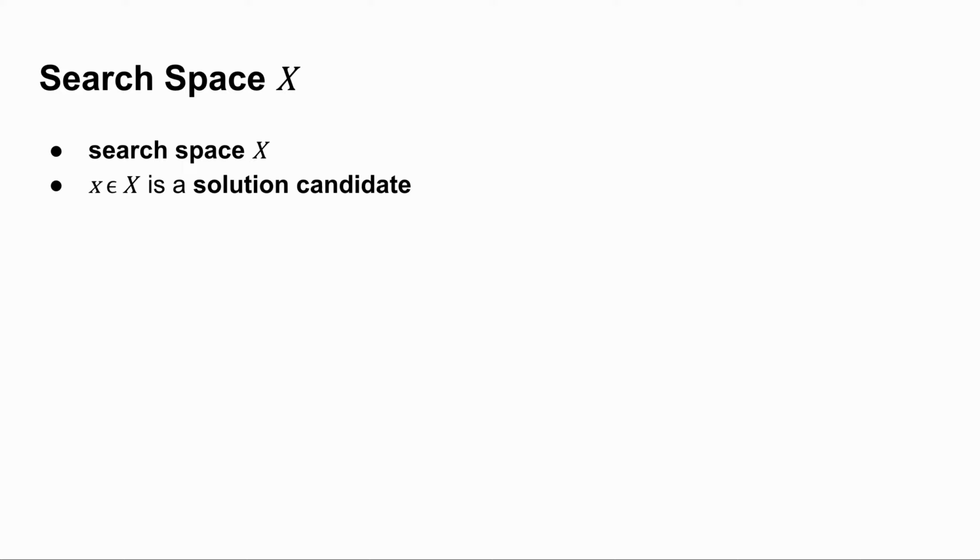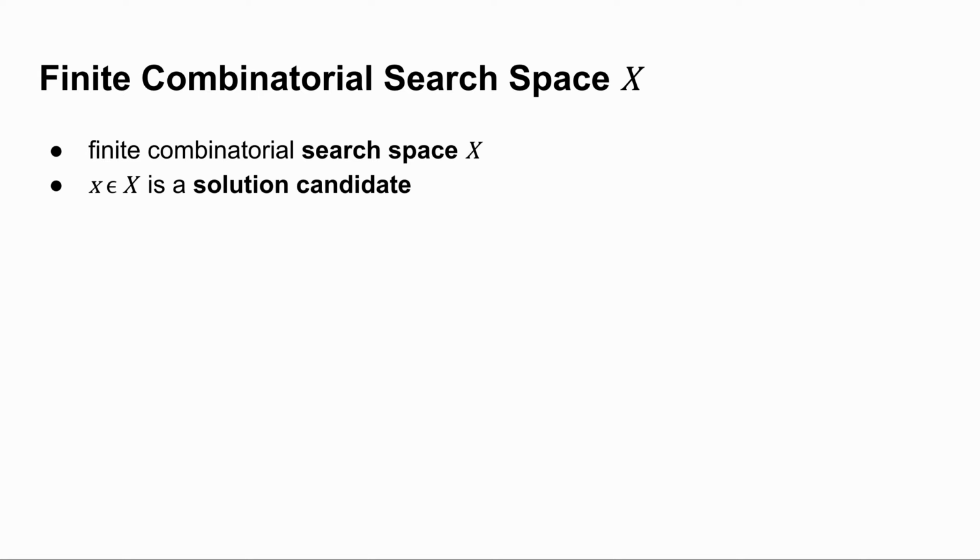Let's call our search space Big X. A little x belonging to Big X is called a solution candidate. Oftentimes, for optimization problems, the search space is a finite combinatorial search space. Finite meaning there is an upper limit to the number of solution candidates in the search space, and combinatorial meaning each solution candidate is some combination or permutation of items from a set.